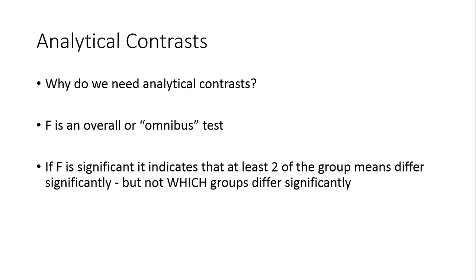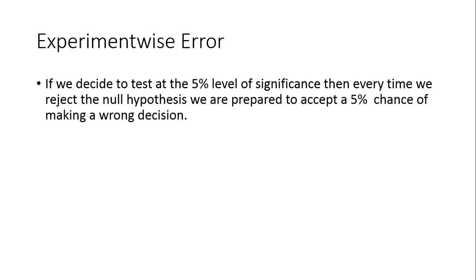Analytical contrasts allow you to run some follow-up analyses when you have a significant omnibus F to determine which pairs of groups actually differ significantly. However, when you run these follow-up analyses, you will increase your chance of making a type 1 error. A type 1 error is when you reject the null hypothesis when you shouldn't have. So you say you have a significant finding when there actually is no significant finding in the population.